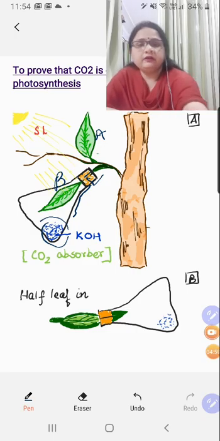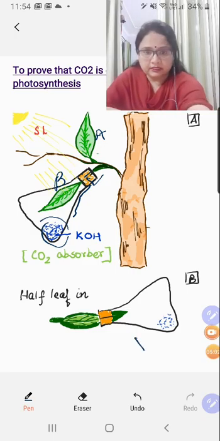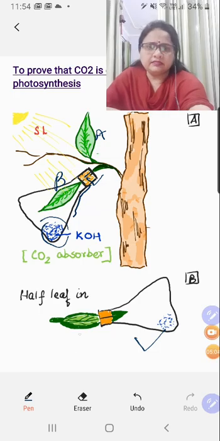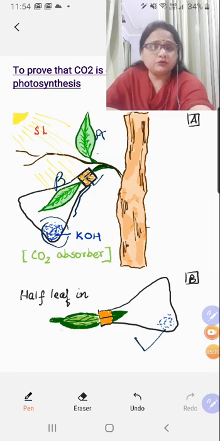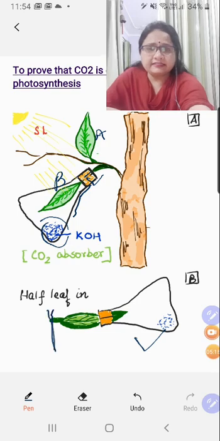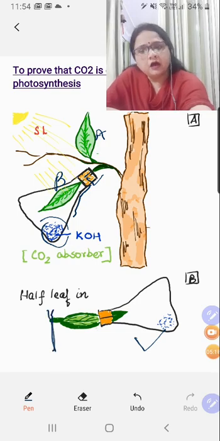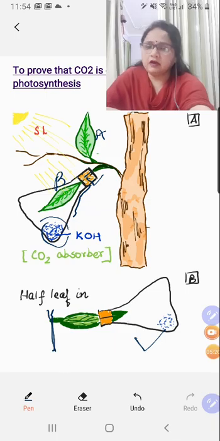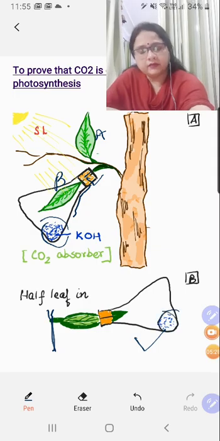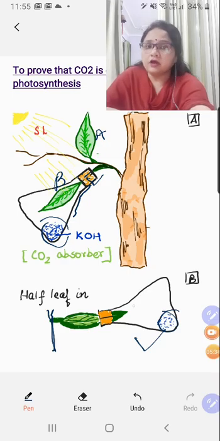This is one setup, children, and if you can go with the other one, I have drawn it here. This could be another setup where I have not inserted the complete leaf inside. Please do not take it as a plug; this is just to show you what could be another setup. This leaf is still intact with the stem. Half of the leaf remains out of the flask and half of the leaf I have put in and made the flask airtight, and this is again KOH as a carbon dioxide absorber. Now, if it is a carbon dioxide absorber, that means within the flask there are no traces of carbon dioxide.